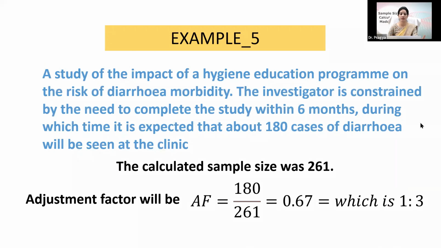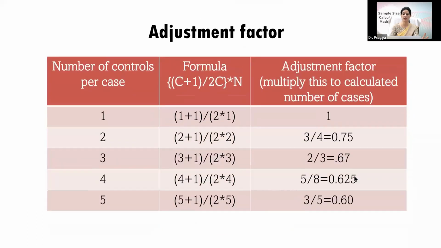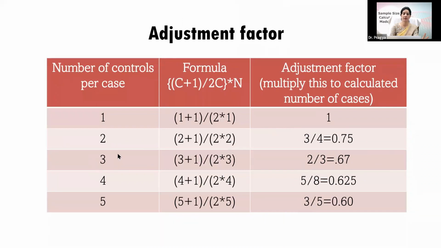So this is what I did. The required calculated sample size was 261. But the investigator knows that he can have only 180 cases. So the multiplication factor we got is 0.67, and this 0.67 matches with this. You can see this. So that person needed 3 controls per case. If the investigator takes 3 times the number of controls, then he can adjust for the smaller number of cases. Did you get this?